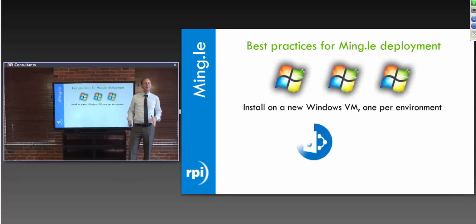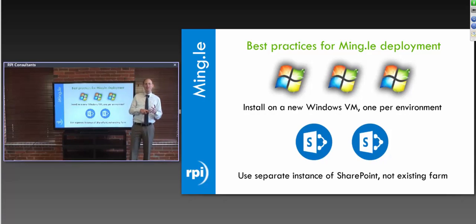So what are some best practices for a Ming.le deployment? We definitely recommend installing Ming.le on a fresh Windows virtual machine, and you want one per environment. So if you've got three environments, dev, test, and prod, you want to think about provisioning three new Windows virtual machines for your Lawson 10 build, a Ming.le test, a Ming.le dev, and a Ming.le prod. Also, we do recommend running Ming.le on its own Windows VM for performance reasons, as well as just keeping all your settings separate and preventing any conflict with other Lawson applications. I would not recommend running Ming.le on your Lawson application server, for example.